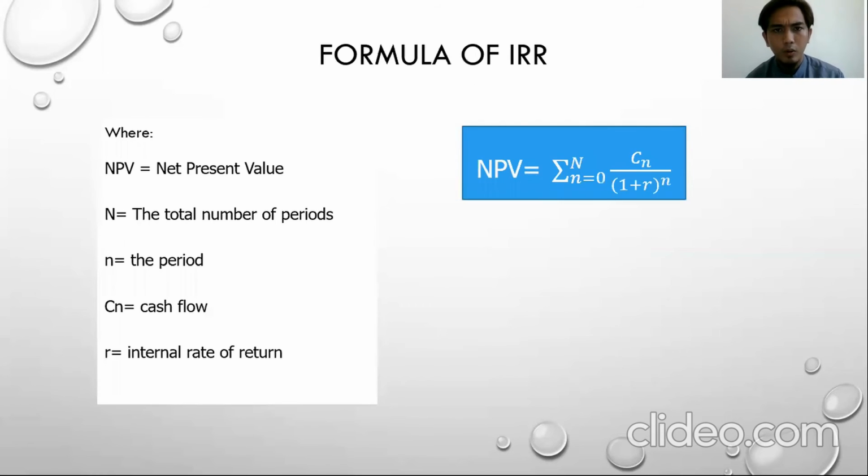So this is the formula of the internal rate of return: NPV, where NPV is the net present value. The capital N is the total number of periods, the small n means the period, Cn means the cash flow, and R is the internal rate of return. So that's all from me. Thank you.